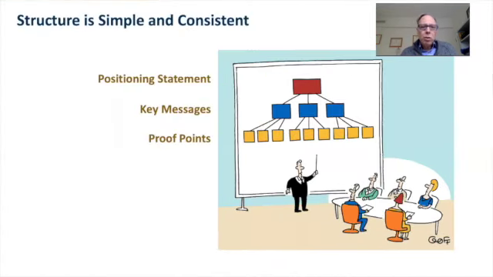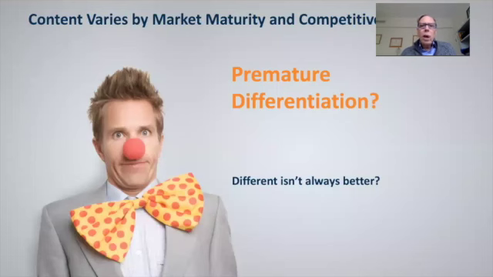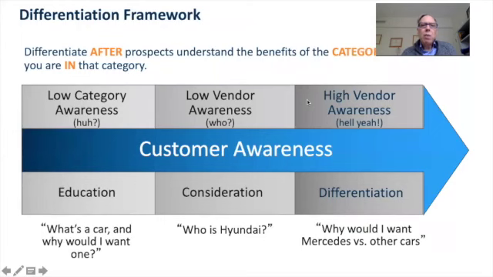Now, the structure is simple and consistent. The structure is essentially the same every single time. There's a positioning statement, there's 3 key messages, no more, and there are 9 proof points, and that is it. However, what goes into that structure varies wildly. It varies by the market maturity and your competitive position in the market. And let's take a look at how that works.